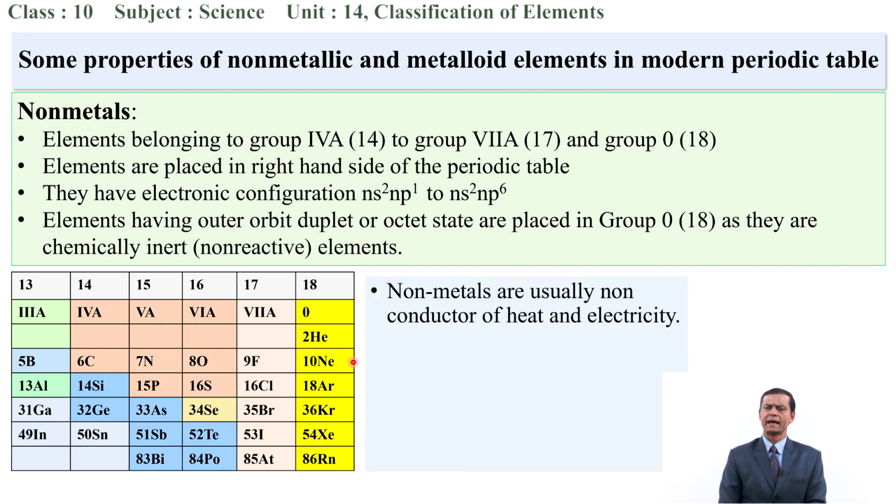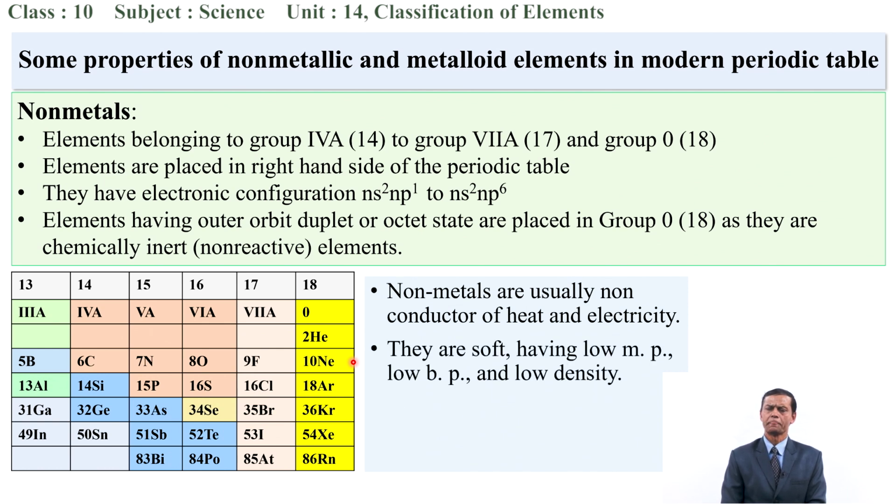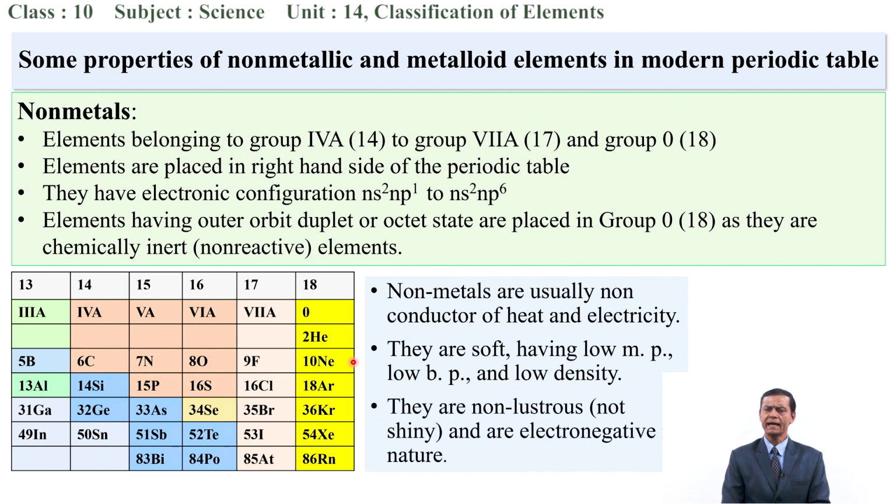Yes, so non-metals are usually non-conductors of heat and electricity. Then they are soft, having low melting point and low boiling point. They are non-lustrous and non-shiny. They are not shiny and are electronegative in nature, isn't it?